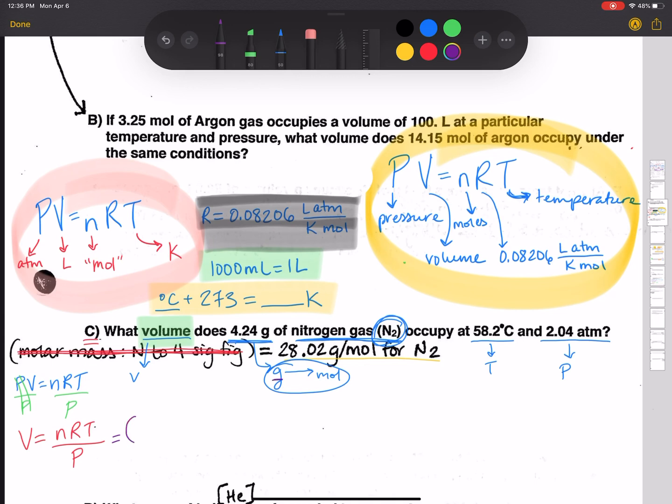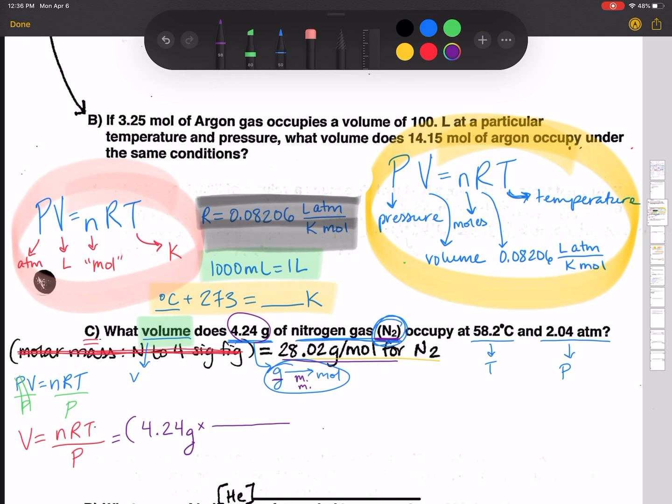So I'm going to take the grams they gave me, which was 4.24 grams of nitrogen gas, and they specifically reminded me that it's N2. I want to get out of grams and into moles. If you will remember, that's something that we really focused a lot on at the beginning of second semester. Going from grams to moles, you always just need molar mass. So I'm going to write down my molar mass. Remember, it's 28.02 grams for every one individual mole of N2.